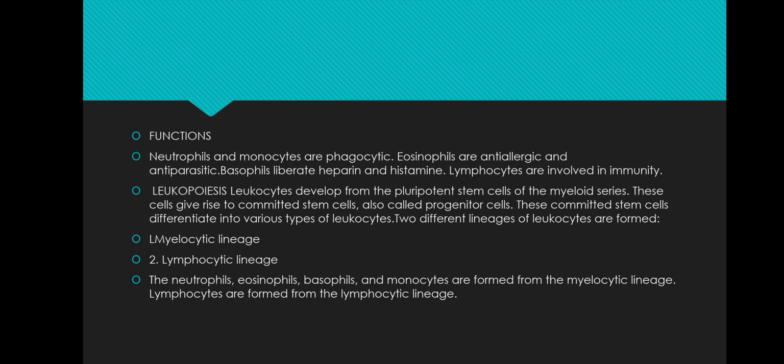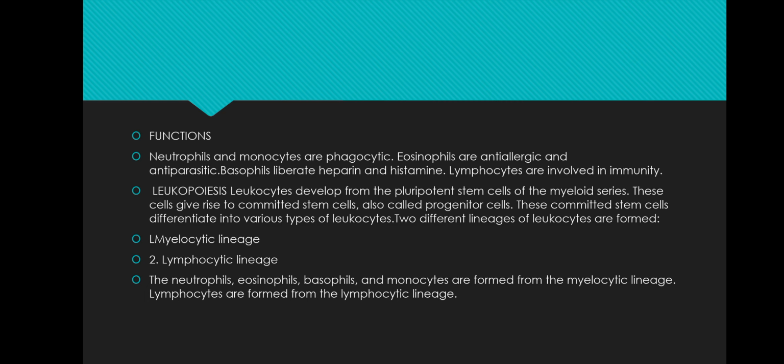Next, we will see the functions of the white blood cells. They have four major functions. First, neutrophils and monocytes are phagocytic. Eosinophils are anti-allergic and antiparasitic. Basophils liberate heparin and histamine, and lymphocytes are involved in immunity. These are the four major functions of the WBCs.